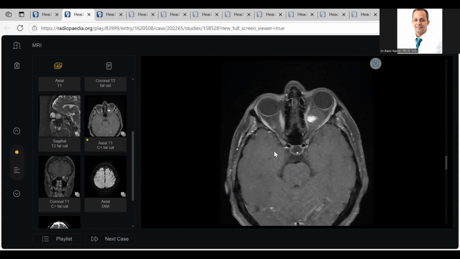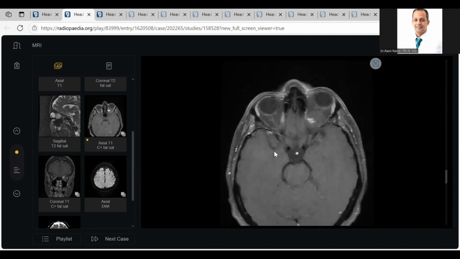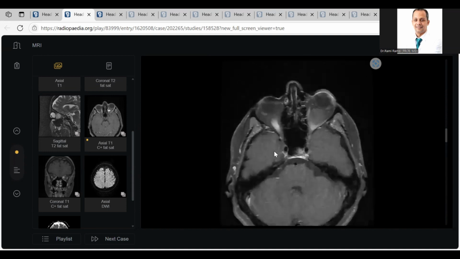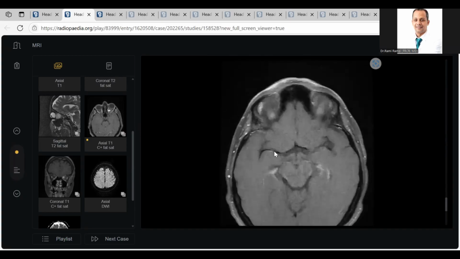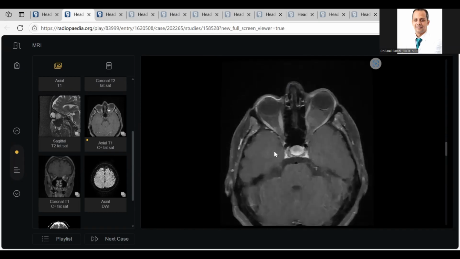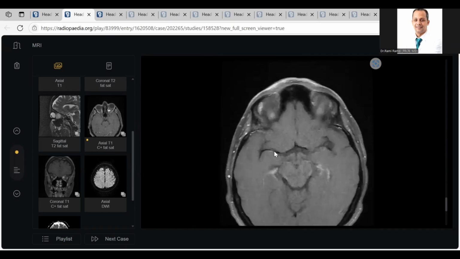What else? It can be a varix as well, but less likely. What else? It looks like a benign lesion, sir. Okay, benign. Excellent. What else?